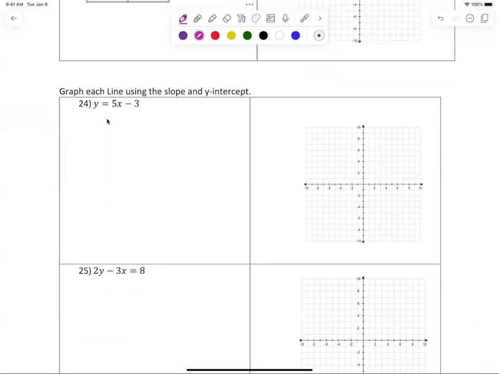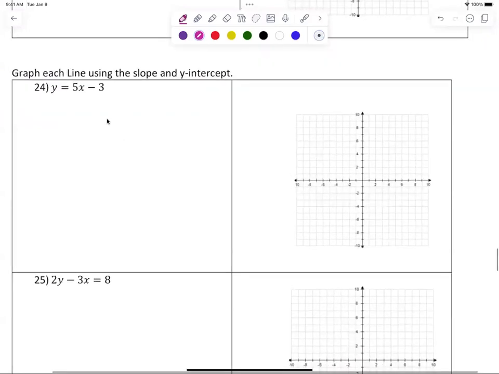All right, for the guys that were not here yesterday, now we're going to graph. We're back to what we did earlier in the period. Graph 5x minus 3. So, Leah, why don't you tell us quickly how to graph y equals 5x minus 3?